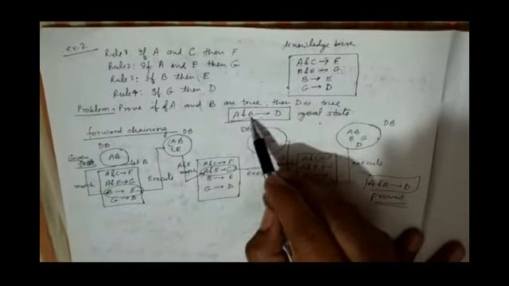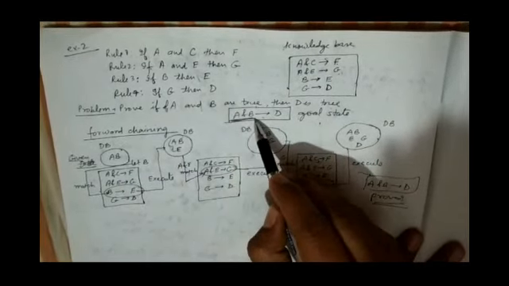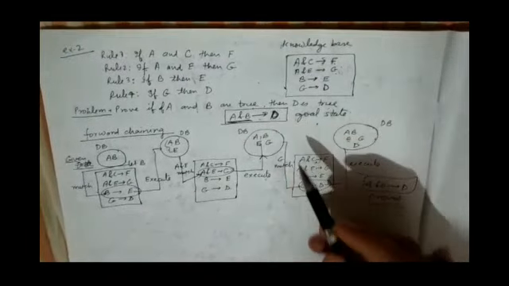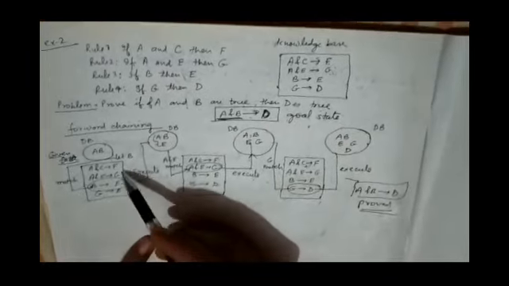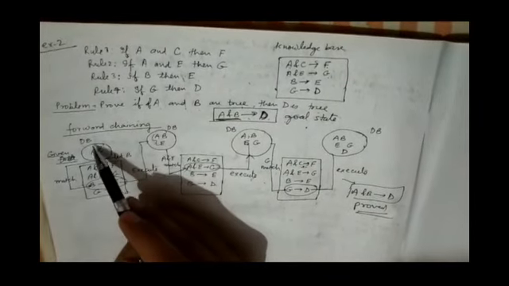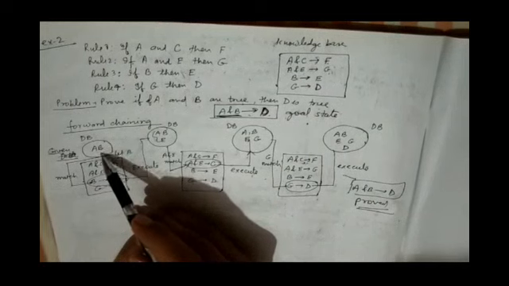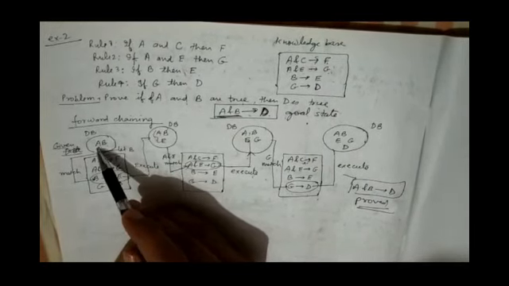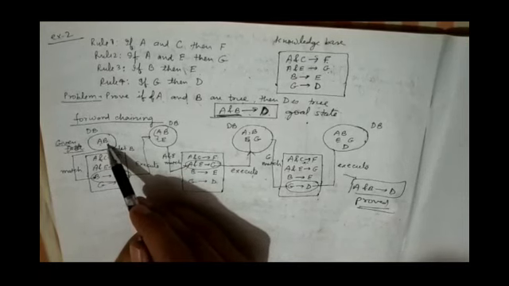Some facts are given, some database is given: A and B are true. So we have to prove that D will also be true. So our goal state is A and B derives D over here. Now we'll start from our given knowledge base. We have our database with two facts given, A and B.